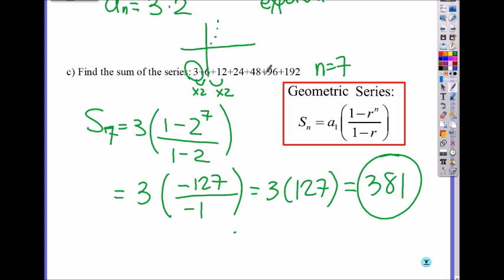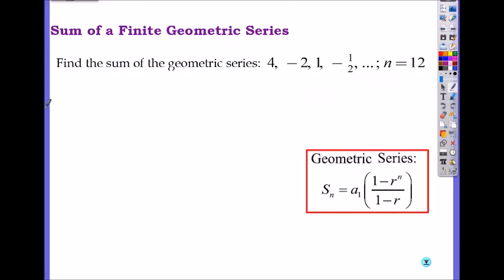But what if you have a question like this? How do you find the sum of the geometric series? What are we multiplying each time? Times negative 1/2, which is the same thing as negative 0.5. Sometimes it's easier to use the decimal to plug into this formula. And how many terms are we adding? 12. So we are finding the series of the first 12 terms.